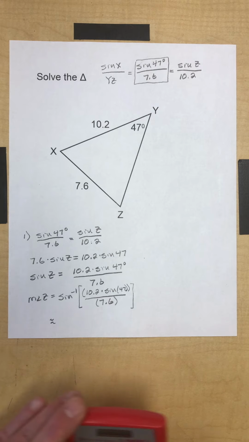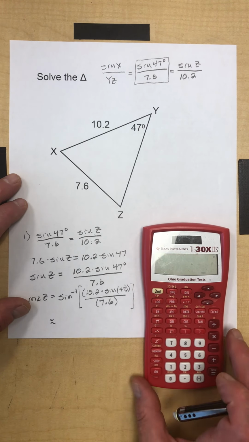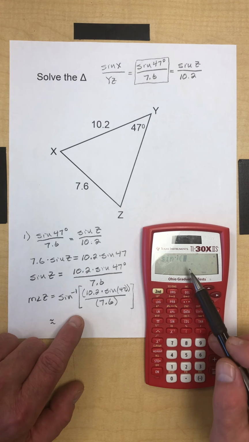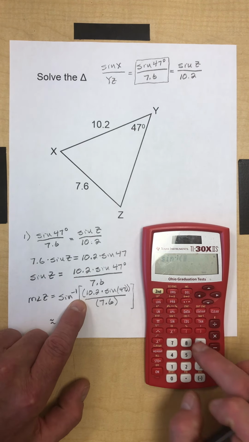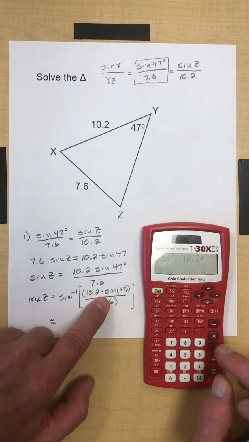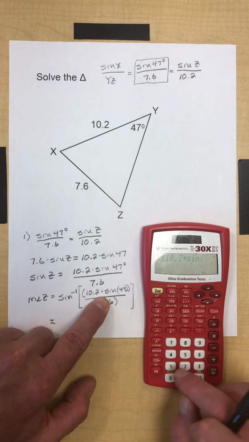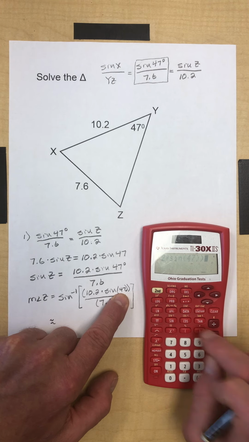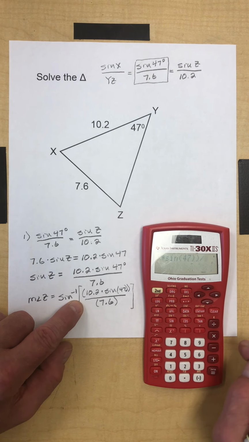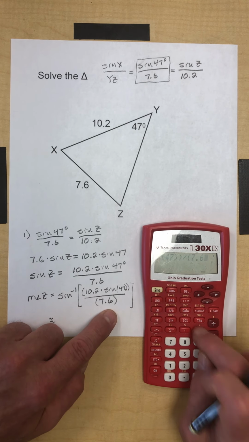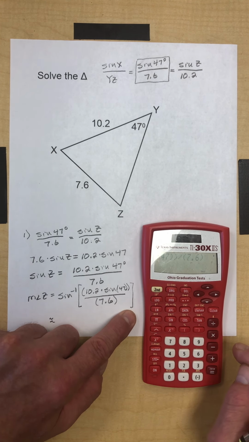Okay, so let's see if we get that punched in right. So let's go second sine inverse. Okay, so that parenthesis gives me this bracket. So I need a parenthesis, and I need 10.2 times the sine of 47 degrees, and I need parenthesis, and then divided by, okay, parenthesis, 7.6, parenthesis, and then a last parenthesis to deal with this guy. And then we hit enter.